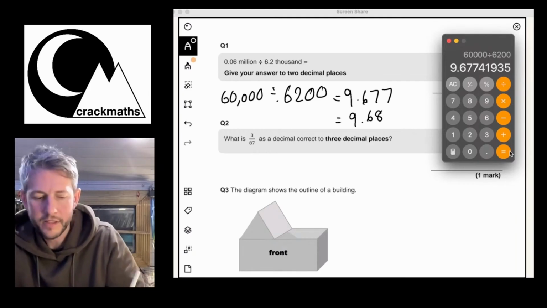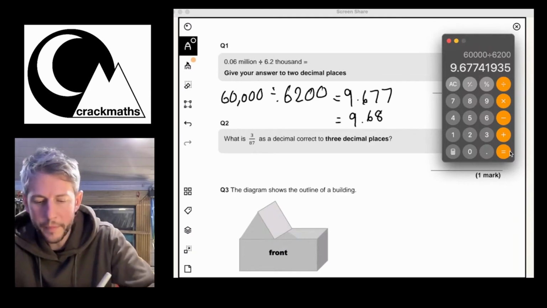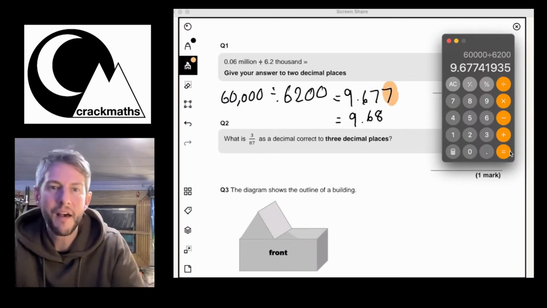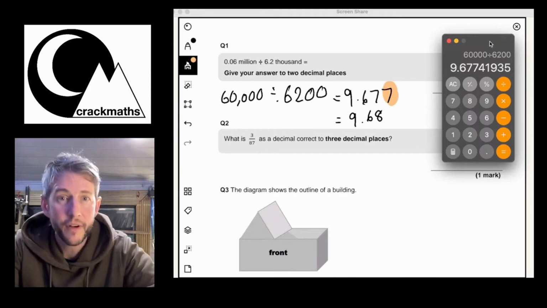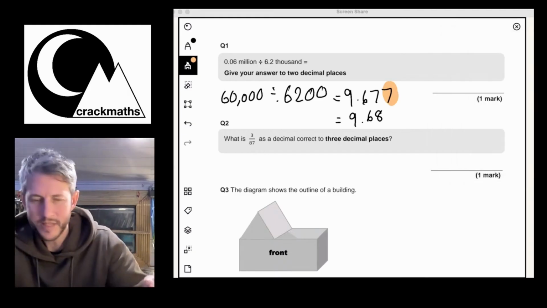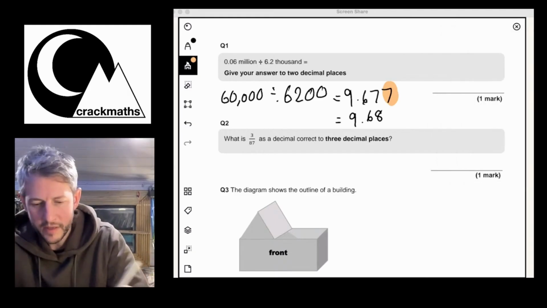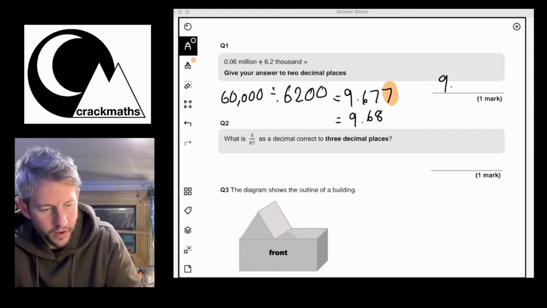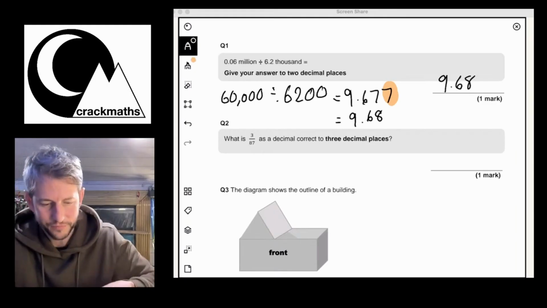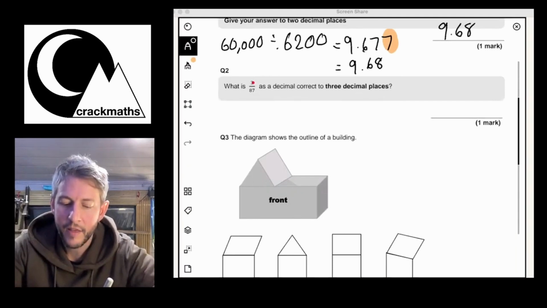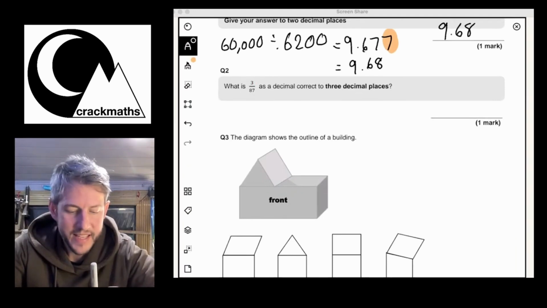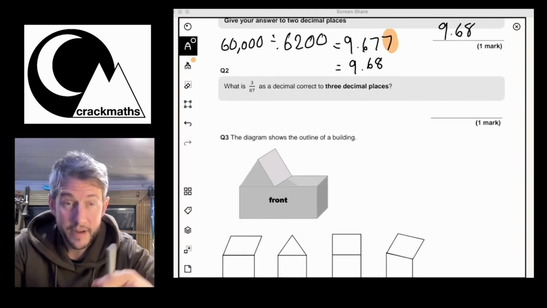9.68 to 2 decimal places, because remember, if the number after the decimal place that you're rounding up to is 5 or more, then we round up. Okay, so here we go. So that's first question done, 9.68.